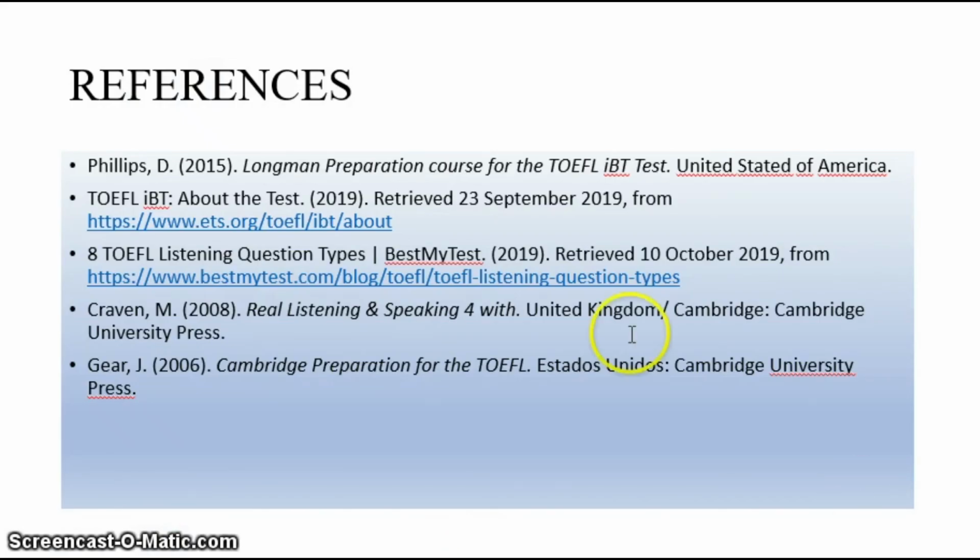Here we have some reference where the information was taken.